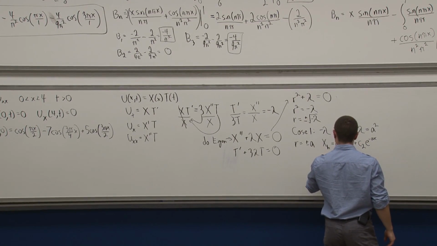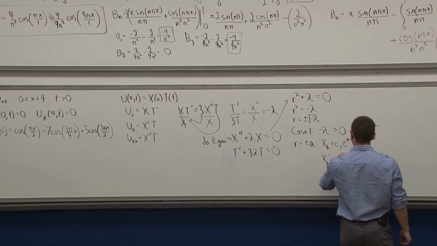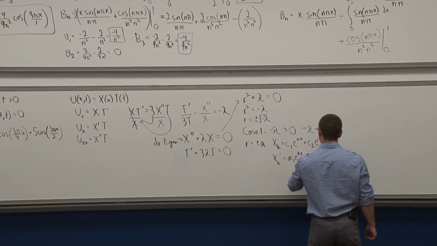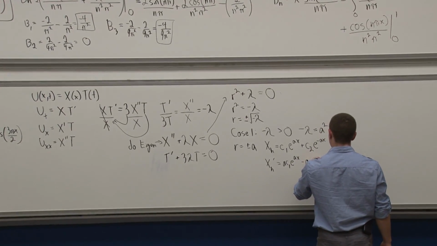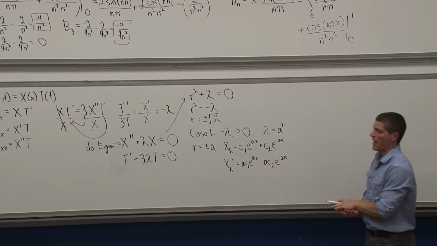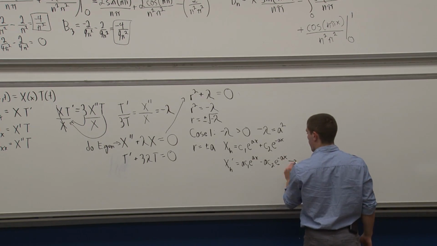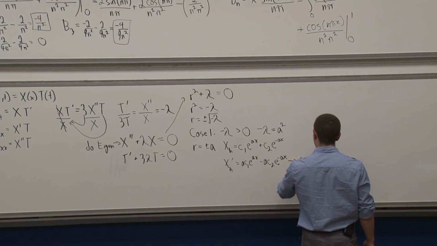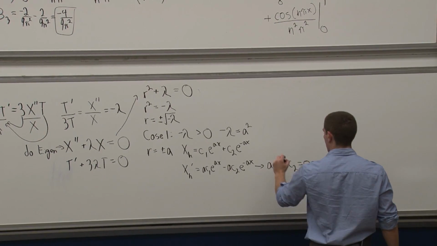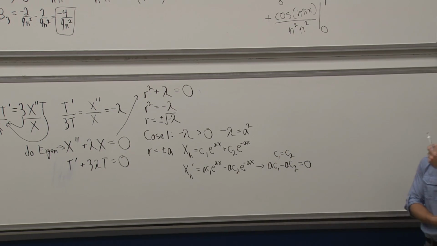So x homogeneous prime equals a c1 e to the ax minus a c2 e to the negative ax. Okay, so now we have the derivative. We need to plug in both of our values. Our first one's going to be 0, not 4. So we plug in 0, and all the e's cancel out. You get a c1 minus a c2 equals 0. So right off the bat, this means that c1 is equal to c2. All right, cool.